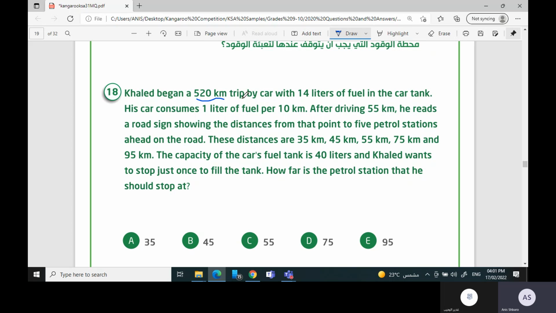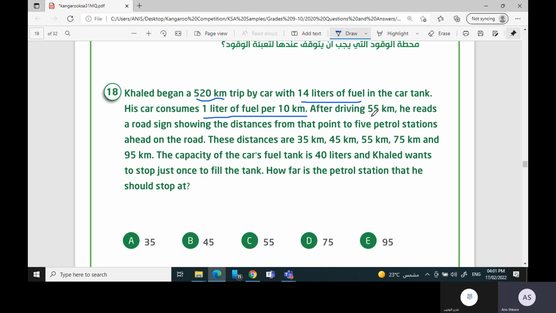So, 520-kilometer trip by a car with 14 liters of fuel in the car tank. So he got only 14 liters of fuel and he had to go 520 kilometers. His car consumes 1 liter of fuel per 10 kilometers. So it's clear for us that he's going to use 520 divided by 10, 52 liters.